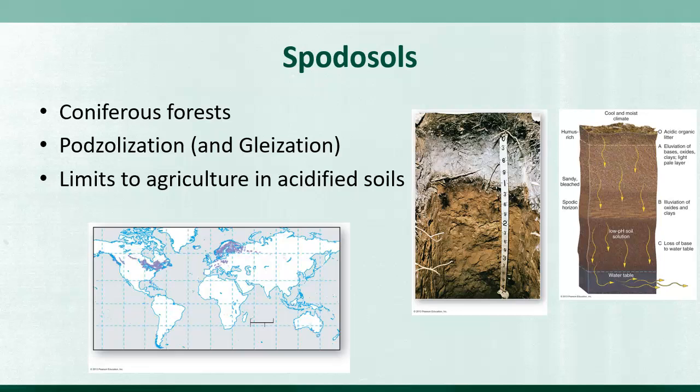Oftentimes you get this sort of grayish quality to soils in these sorts of areas. That's a process known as gleization. So podzolization and gleization often work together in these spodosolic areas. Pretty limited in terms of agriculture, but there is agriculture in these areas.